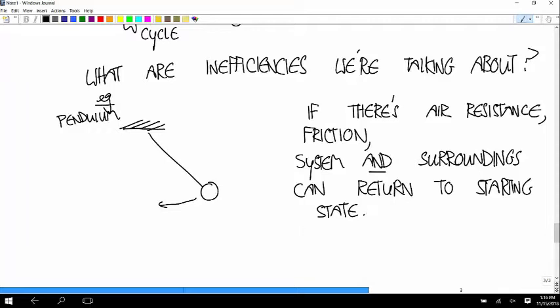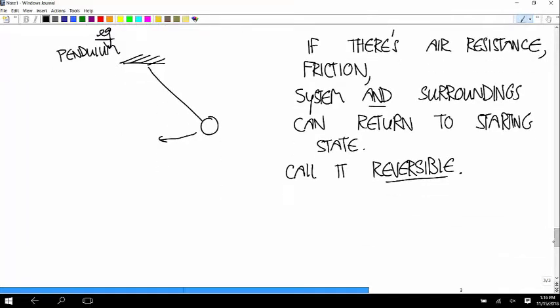We're going to give that a name now because friction and air resistance is only one category of the things that we have to worry about. We're going to call it reversible. Okay, so if you have no friction, no air resistance, that system is reversible. That's what we're going to call it.